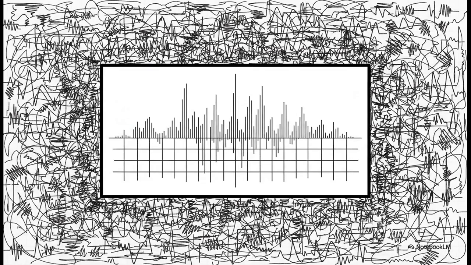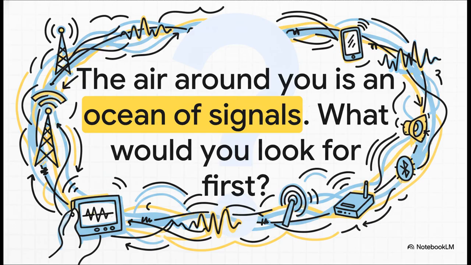At the end of the day, what all of these professionals need is exactly what the spectrum analyzer gives them: a clear and precise window into the otherwise chaotic frequency spectrum. It makes the invisible visible, and it makes the unmeasurable measurable. So I'll leave you with this final thought. The air all around you, right this very second, is an absolute ocean of signals. You've got Wi-Fi, radio, your cell phone, Bluetooth, everything. If you had a spectrum analyzer in your hands right now, what would you look for first?